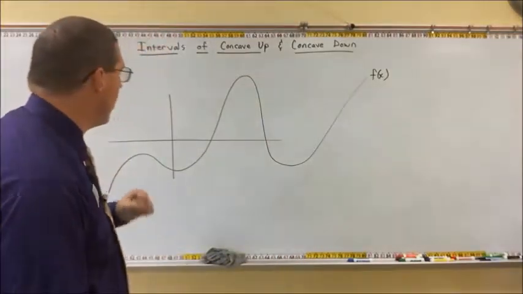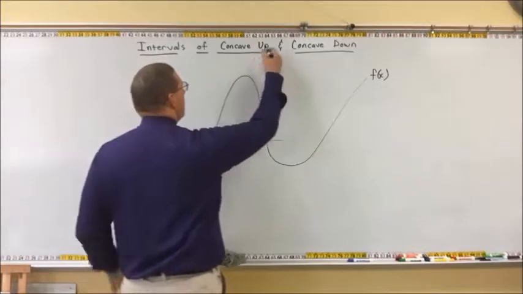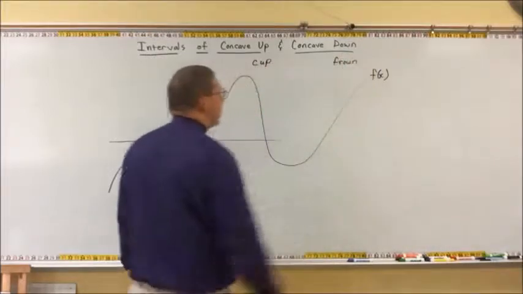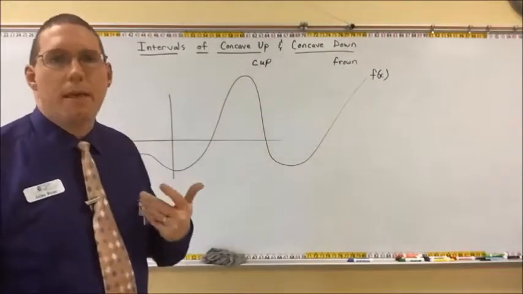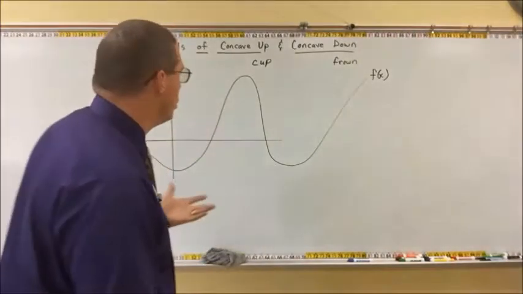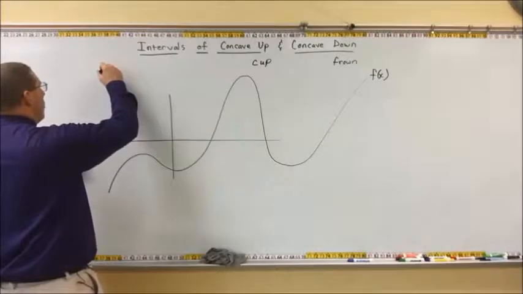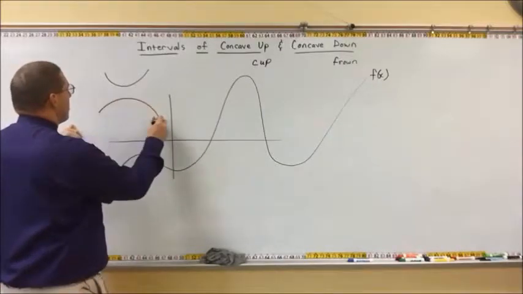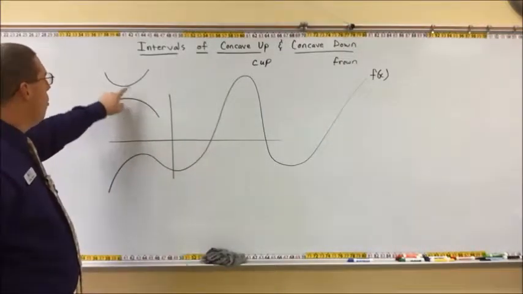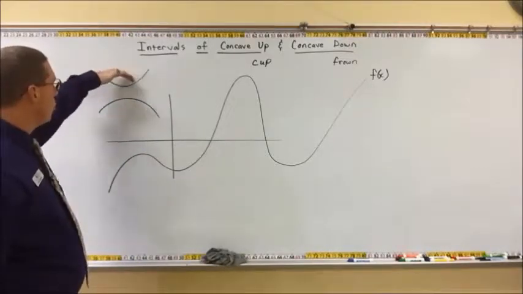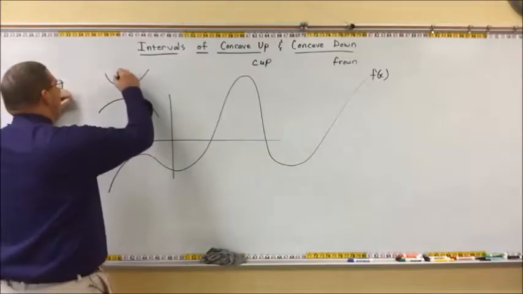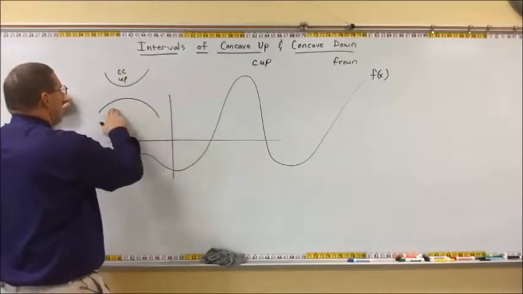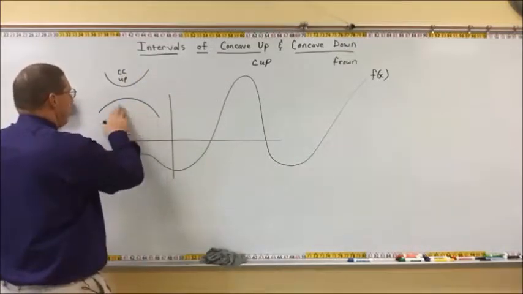But here's what I want you to understand. My saying goes like this: up like a cup and down like a frown. Here's what I mean by that. Concavity is the shape of the graph, and there's two basic shapes. The curve can have a shape that looks like a cup, or it can have a shape like this, that's a frown. When the graph has an upward curve to it, we call that concave up.